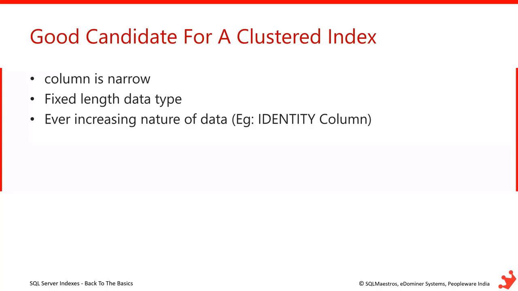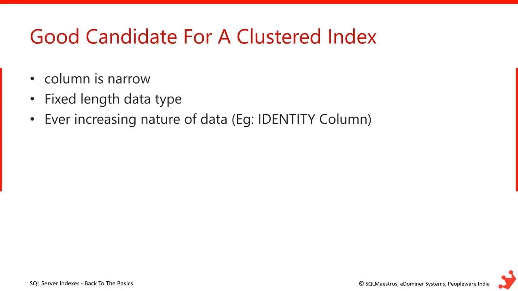So if it is a very big one, that is not a good candidate for a cluster index. So what is a good candidate for a cluster index? Let's say a fixed length data type, for example, an identity column on an integer data type. Integer is a fixed length data type, and on top of that we have an identity property. If you have an identity property, the data will be ever increasing, and there is a fixed length. Just because integer is a fixed length, the column is always fixed, meaning it is 4 bytes in nature.